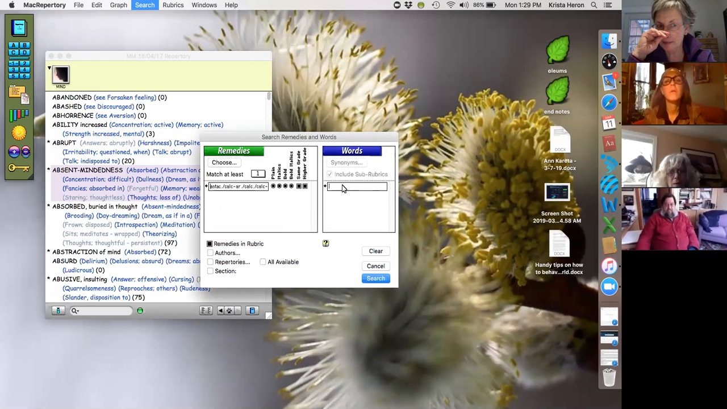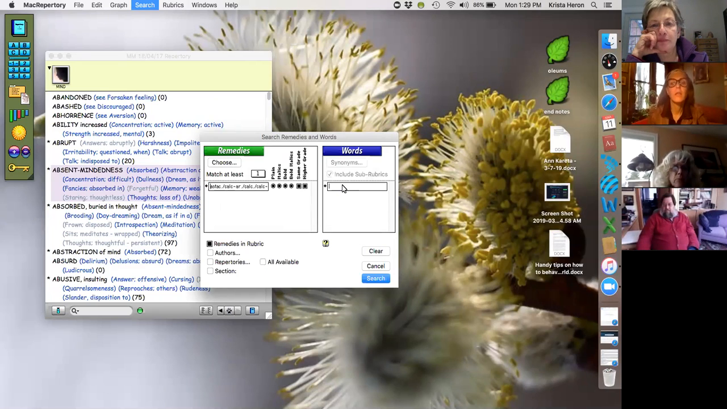So here you can have any number of remedies. You can have one remedy. You can have all the calcareas. You can do anything you want. You can see many calcareas. This is where you're going to put which remedies you're searching for. And this is where you're going to search for particular words or concepts or whatever.